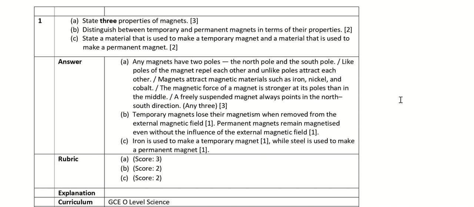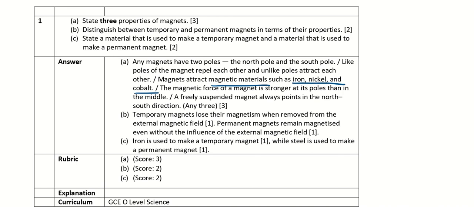Okay, this is question 1. State 3 properties of magnets. Any magnet has two poles, the north and south pole. First property: like poles repel each other and unlike poles attract. Second property: they attract magnetic materials. Give examples such as iron, nickel, cobalt, and steel.